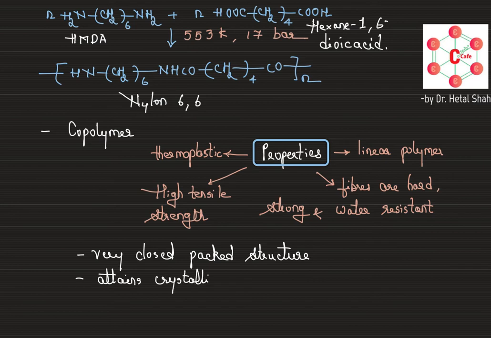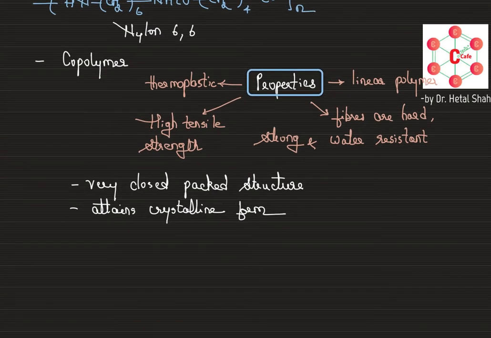crystalline form. Now, why would this polymer attain crystalline form? That's because between the two polymeric chains, there are strong hydrogen bonds. Now, how do we understand these hydrogen bonds? Look at this.